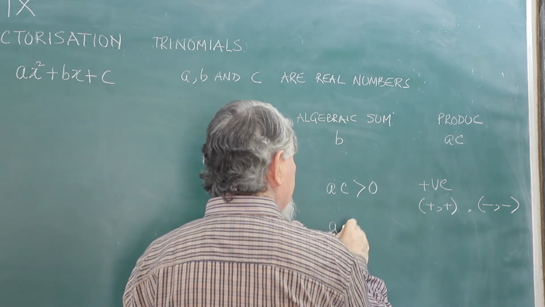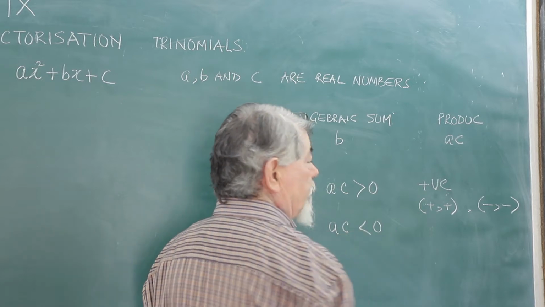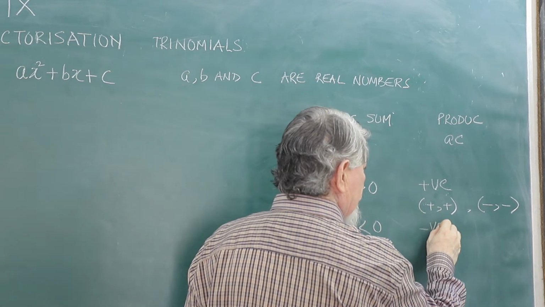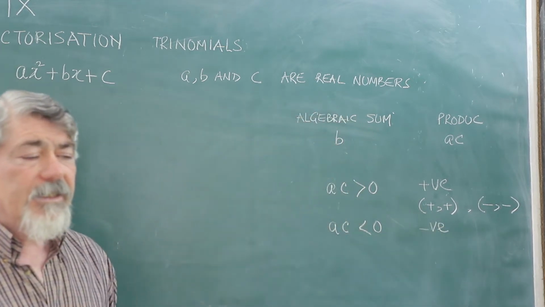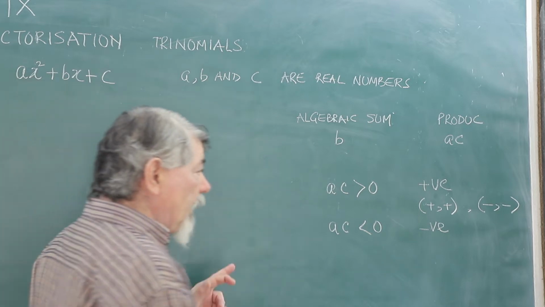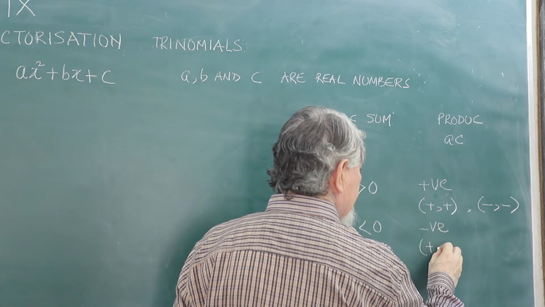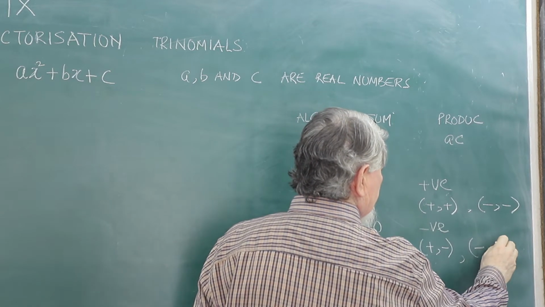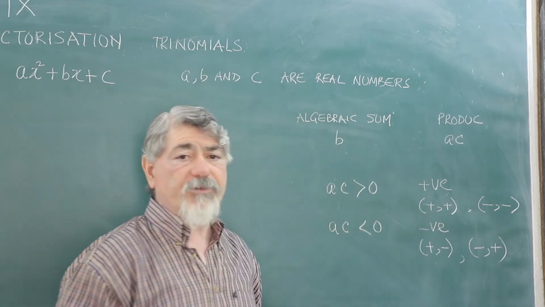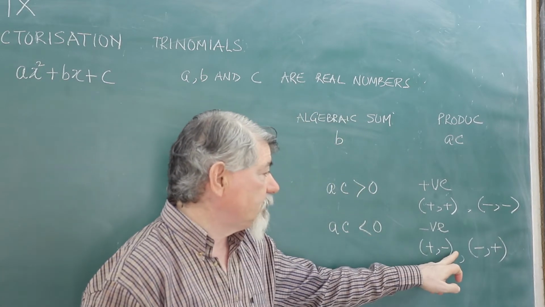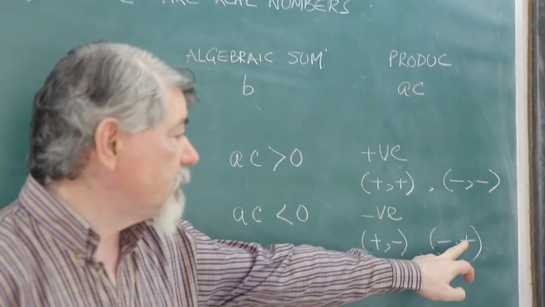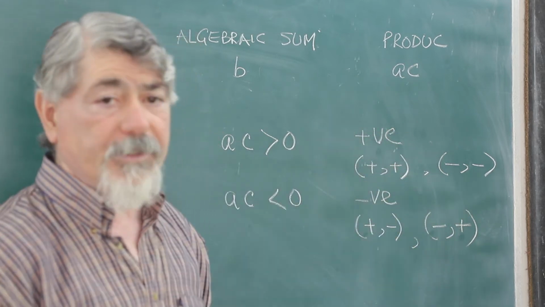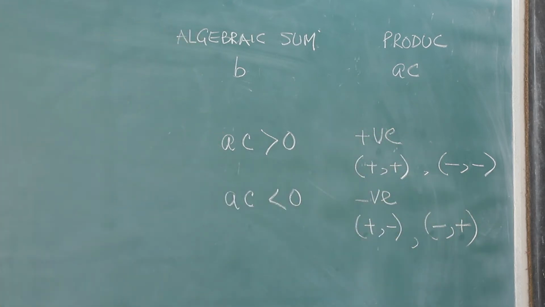Suppose AC is less than 0. When I say AC is less than 0, it means it is negative. If AC is negative, then one of the two will be plus and the other will be minus. Both A and C will be of the opposite sign. If A is plus, C will be minus. If C is minus, A will be plus. That you have to understand and keep in mind because it is very important. Now let us see question number 1.